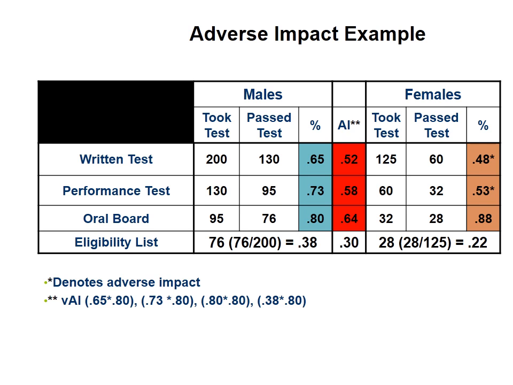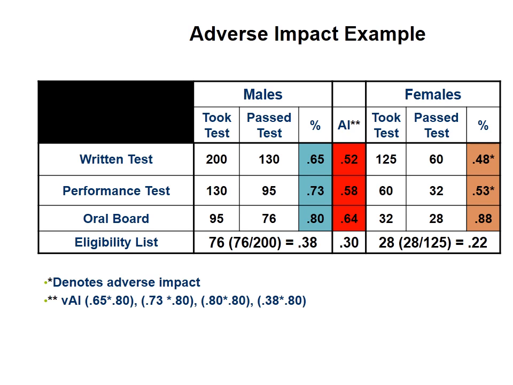Now, the way we get that percentage is, anytime you need to calculate a percentage, you simply take the smaller number divided by the larger number. So 130 divided by 200 is 0.65. 65% of men passed that written test. Okay?